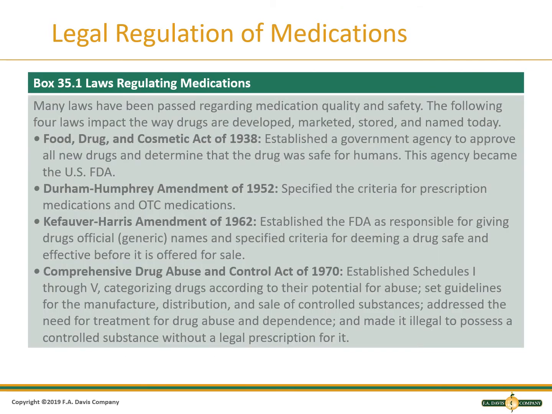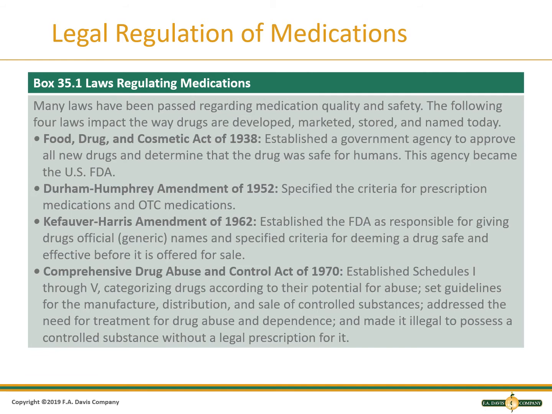Many laws have been passed regarding medication quality and safety. The following 4 laws impact the way drugs are developed, marketed, stored, and named today. The first law is the Food, Drug, and Cosmetic Act of 1938. A government agency was established to approve all new drugs and determine that the drug was safe for humans. This agency became the US FDA. The Durham-Humphrey Amendment of 1952 specified the criteria for prescription medications and over-the-counter medications.